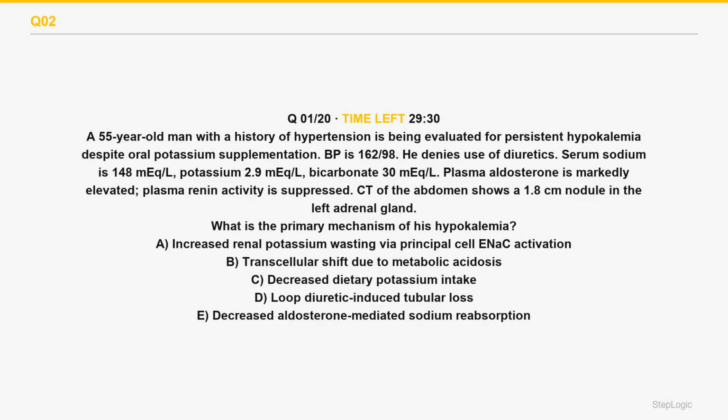Read the command. Primary mechanism of hypokalemia. Hypertension, low renin, high aldosterone. Adrenal nodule. That is primary hyperaldosteronism, Conn syndrome.